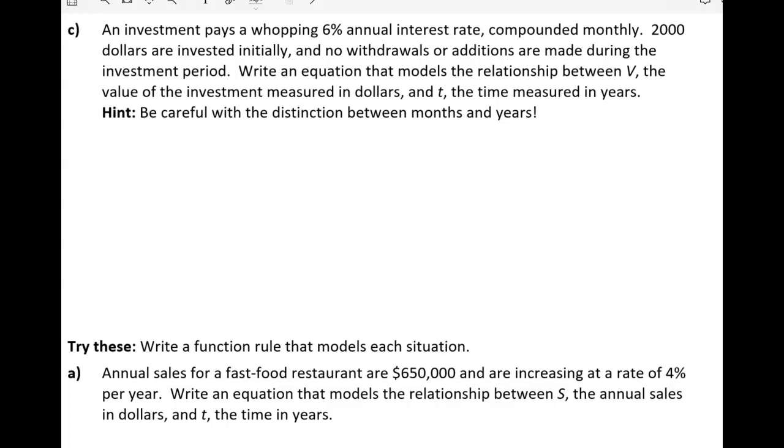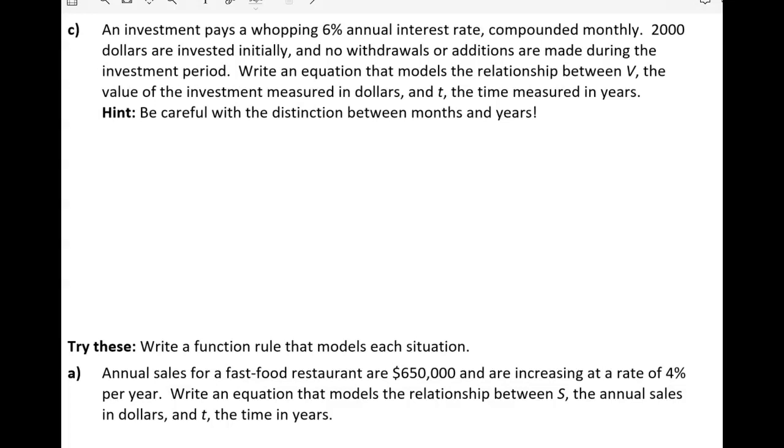But for purposes of this, we're just going to use 6% because it makes the numbers a little bit easier to work with. So we have $2,000 invested initially. Just so there's no further complications, we're not going to make any withdrawals or additions to the account during the investment period other than the interest.